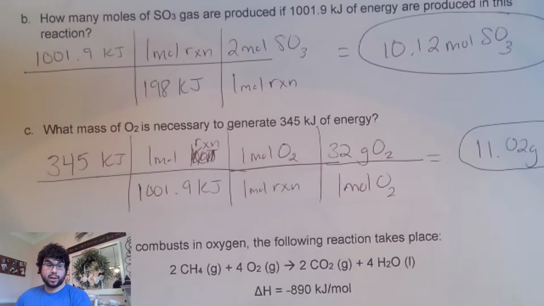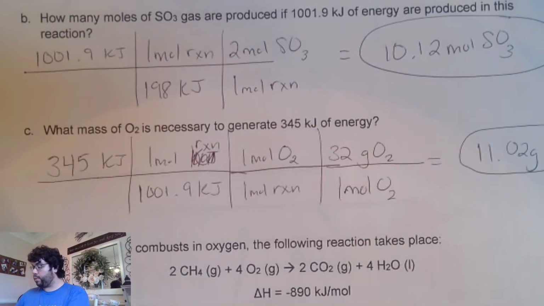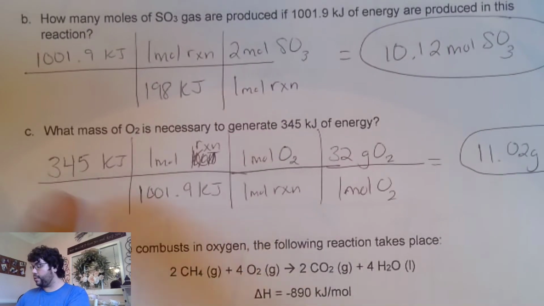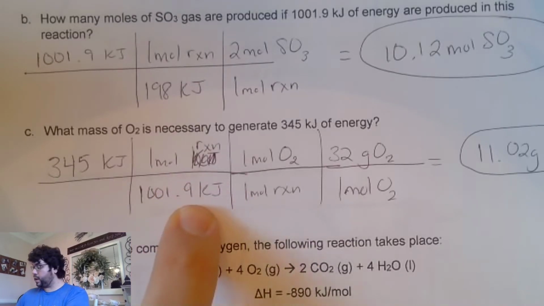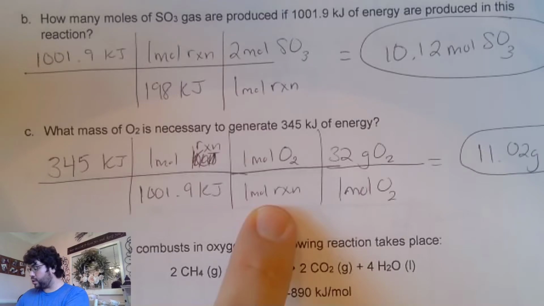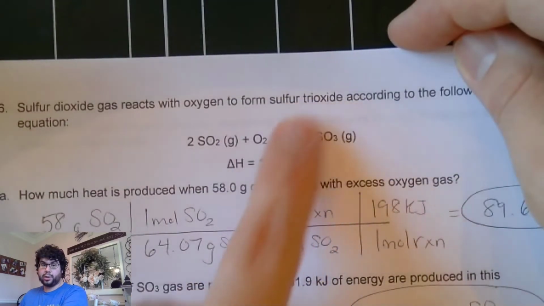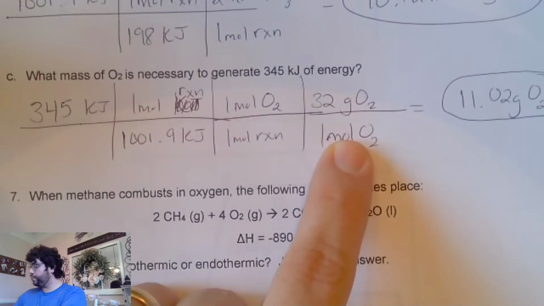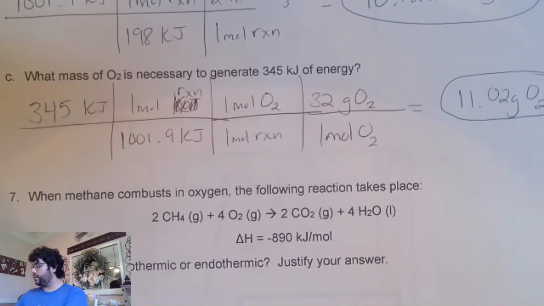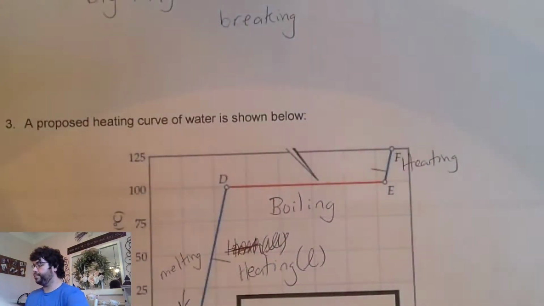Same kind of question, just taking it to grams. What mass of O2 is necessary to generate 345 kilojoules of energy? Well, 345 kilojoules of energy, same thing, we take that from kilojoules, pure energy. How many times did the reaction occur? Divided by the enthalpy, and then multiplied by the ratio between oxygen in this case and the reaction. It's 1 to 1, so every 1 time the reaction occurs, I use 1 mole of O2. And then lastly, multiplied by the molar mass of oxygen, 32, we get 11.02 grams of O2. Okay, and then number 7 is very, very similar.